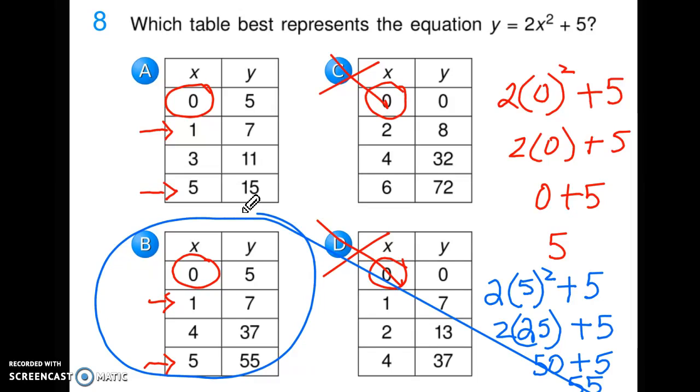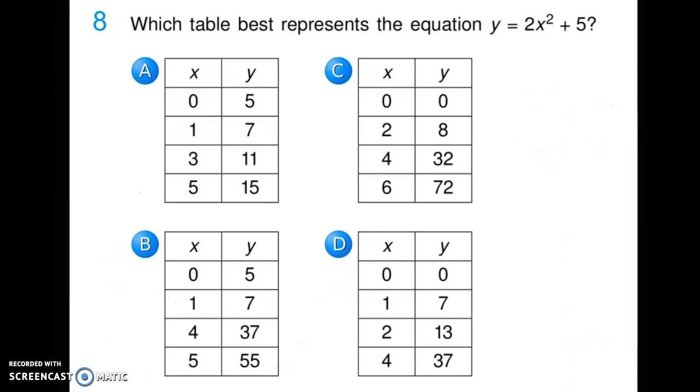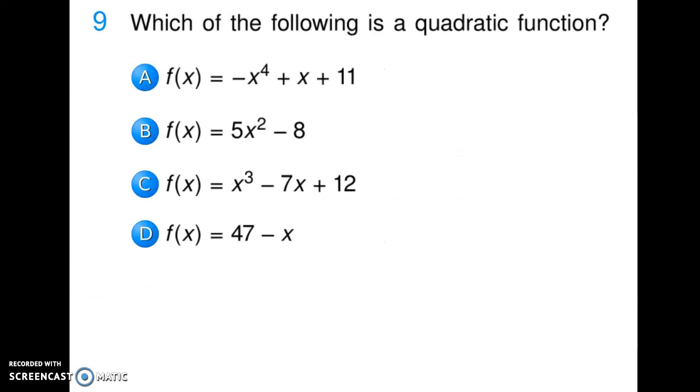So again, there are different ways that you can do this, but I just chose to take the values of the table and plug them in until I found which one satisfied that situation. Okay, here's the next one.